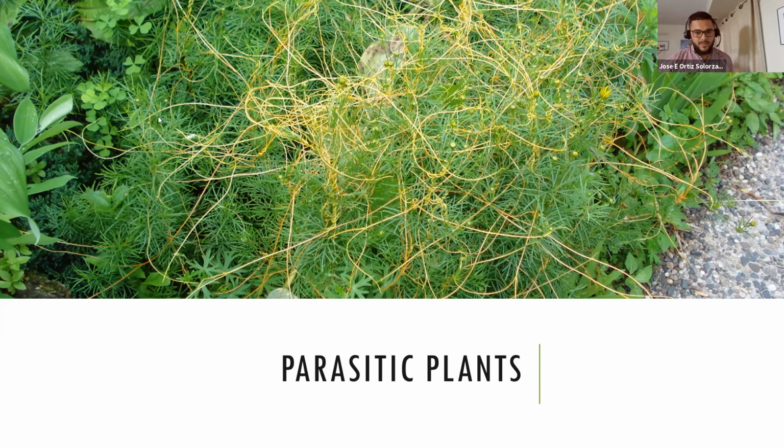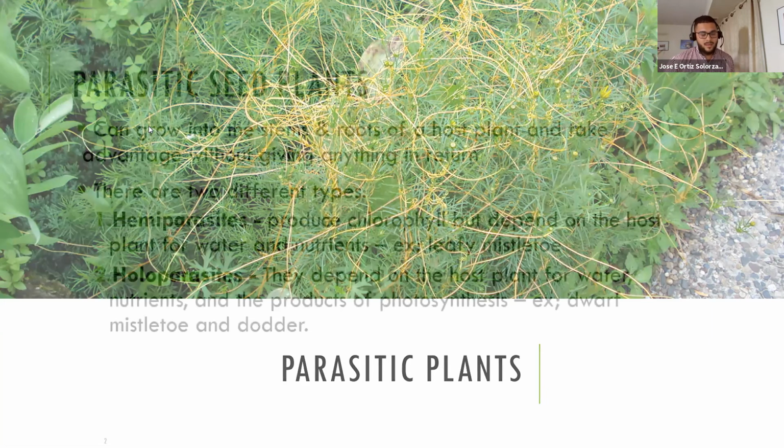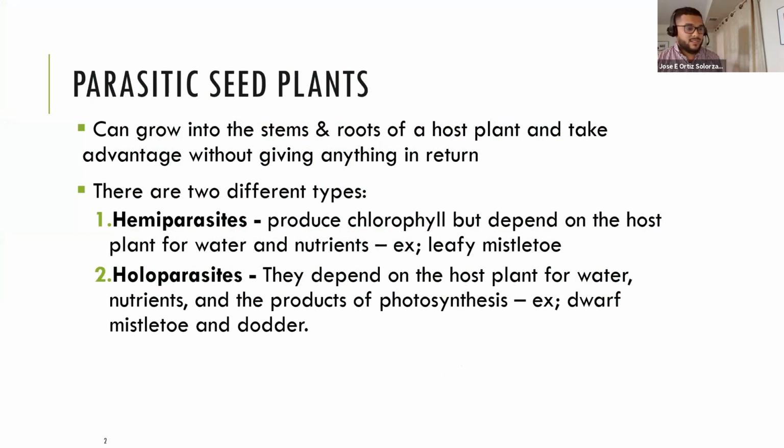So parasitic plants are those that can or need to obtain their nutrients from other plants. How do they get to the plants? Sometimes the seeds or the structures of that plant arrive to a new plant, a host, and they stick to the stem or the roots of the host plant. And from there, the parasitic plant takes advantage of the host, hijacking the system and obtaining all the nutrients and water without giving anything in return.